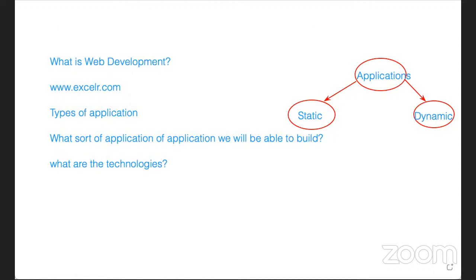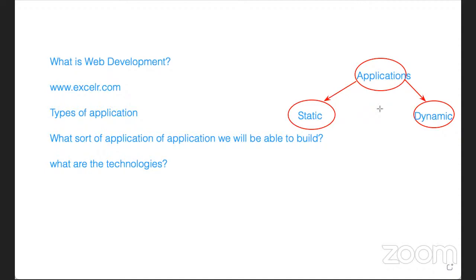Just give me 1 minute. So if the application keeps interacting with the presentation layer, application layer, and database, so if 3-tier architecture is involved in application development, we can call it a dynamic application.